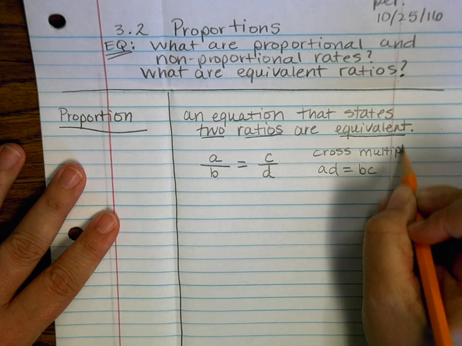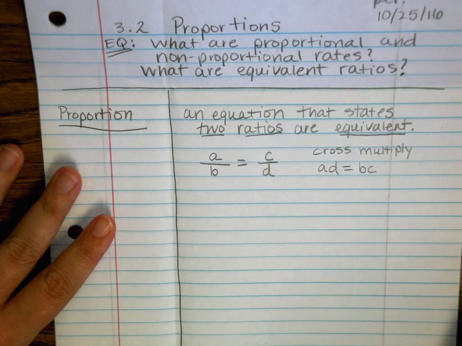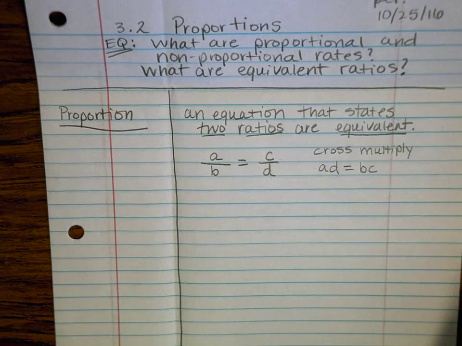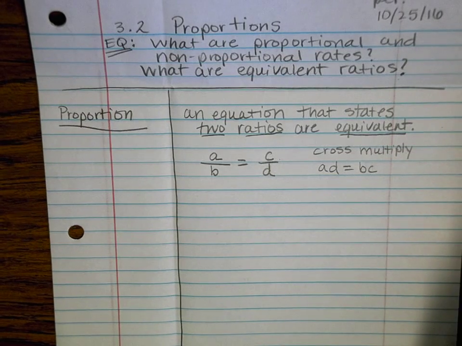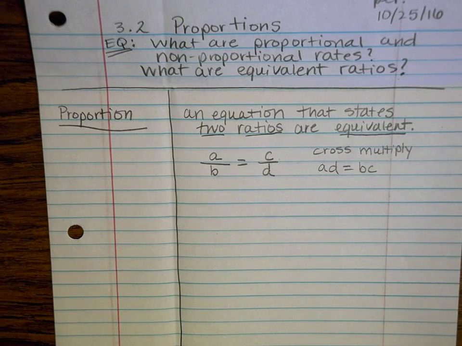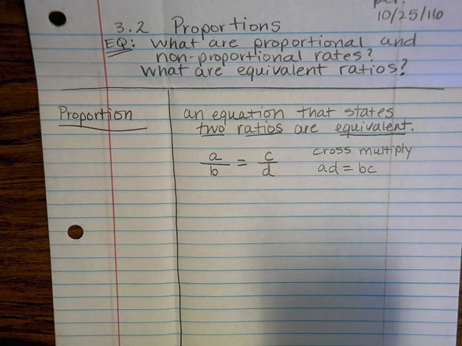Your book will use some of that, but mostly what I'm seeing now is they're trying to get you to, instead of cross multiplying, just simplify and get to that unit rate. You remember your teacher getting to that unit rate instead? So I'm going to show you how to do that one, okay?